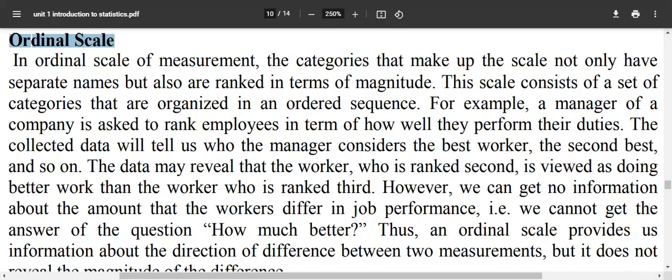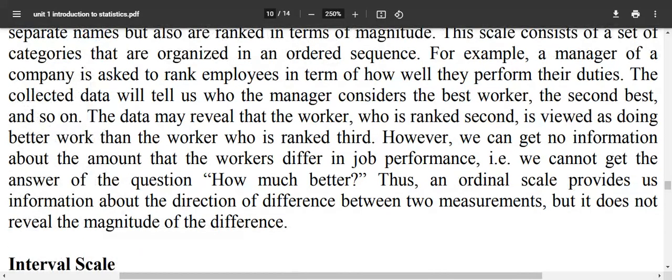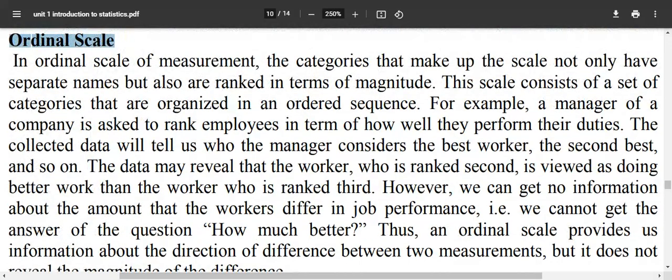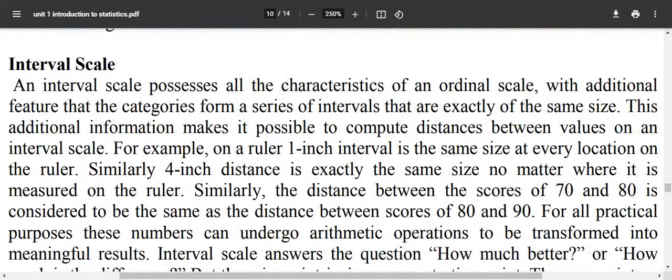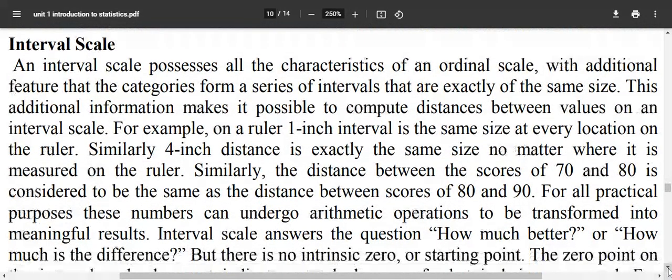Thus, an ordinal scale provides us information about the direction of difference between two measurements, but it does not reveal the magnitude of the difference. यानी कि हमने rank करना, first कौन है, second कौन है, third कौन है, इसे हम ordinal scale बोलेंगे. Now third scale is interval scale. Interval scale की हम अगर बात करें तो interval scale में क्या, an interval scale possesses all the characteristics of an ordinal scale. इसमें nominal और ordinal scales की भी characteristics होती हैं with additional features.